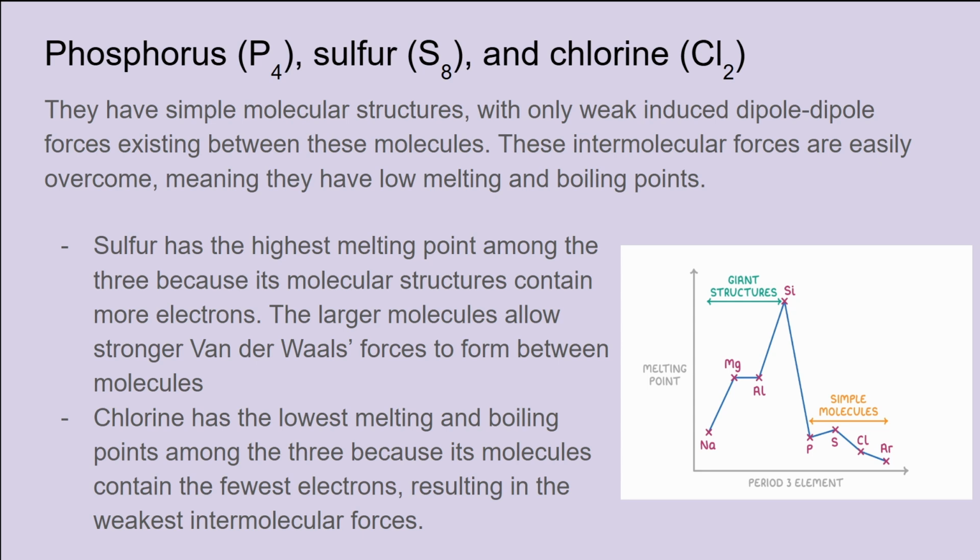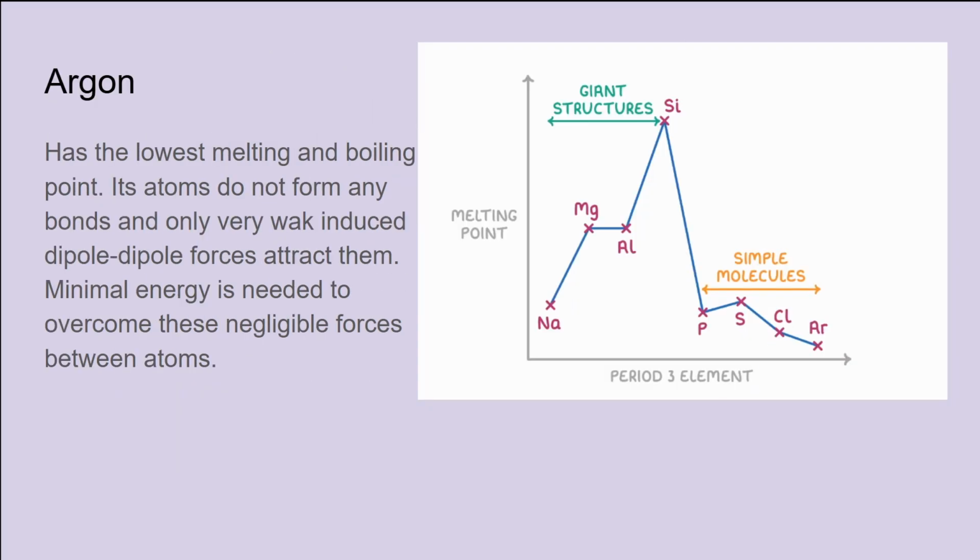Sulfur has the highest melting and boiling point among the 3 because its molecular structures contain more electrons, and the large molecules allow stronger Van der Waals forces to form between the molecules. And chlorine has the lowest melting and boiling point among the 3 because its molecules contain the fewest electrons, and that results in the weakest molecular force.